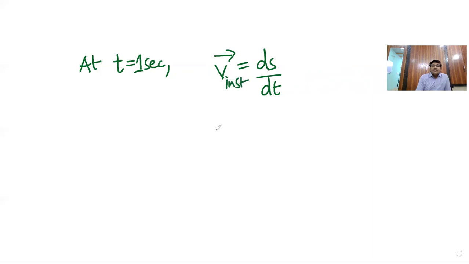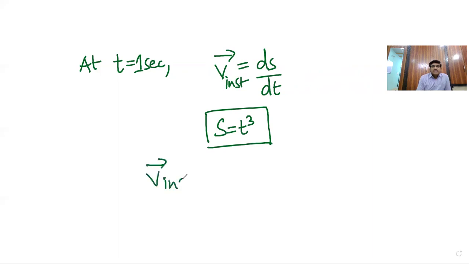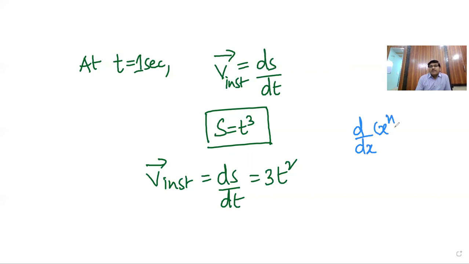And the relationship given is what? S is equal to t cubed. Differentiate it. When I differentiate it, V bar instantaneous, the differentiation of this, ds by dt, is equal to 3 into t square. Observe. The differentiation d by dx of x to the power of n, the formula is n into x to the power of n minus 1. This is the formula.